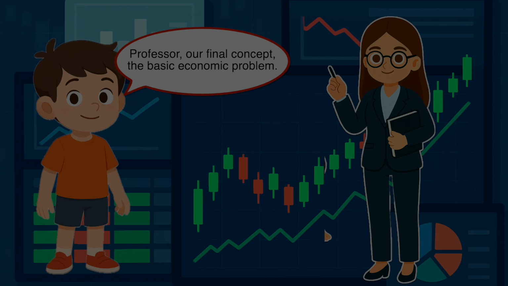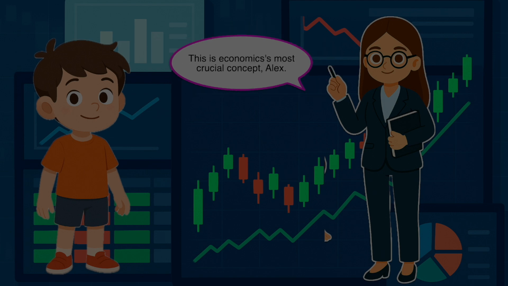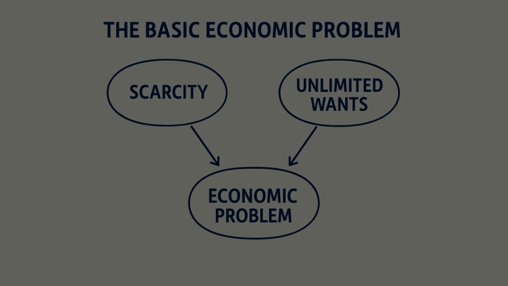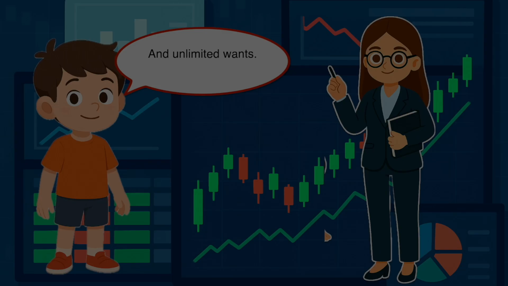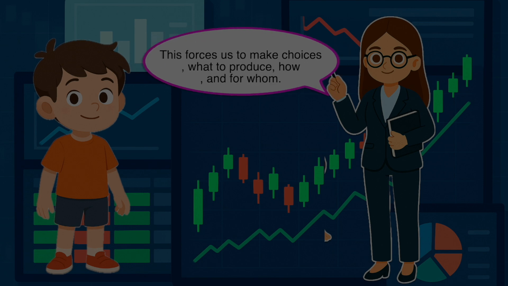Professor, our final concept, the basic economic problem. What is it, and why is it so fundamental? This is economics' most crucial concept, Alex. It comes from two truths: scarcity and unlimited wants. Scarcity. Resources are limited. We don't have an endless supply of everything. And unlimited wants. Human desires are endless. We always want more. So, the basic economic problem is this imbalance: limited resources, unlimited wants. This forces us to make choices. What to produce, how, and for whom. We can't have everything. Makes sense.